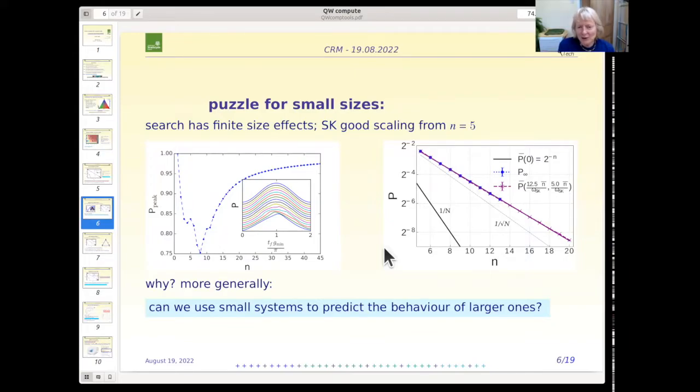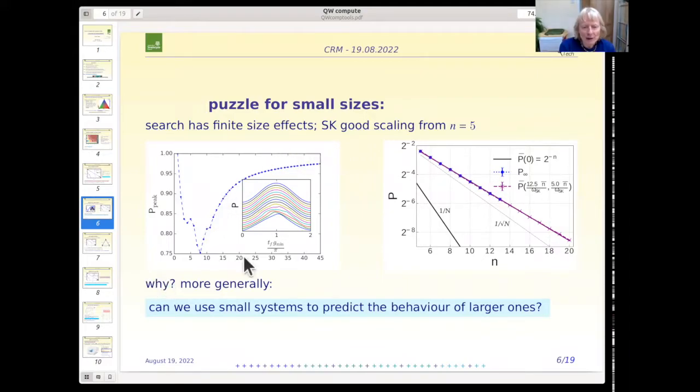So, but for small sizes, there are a couple of puzzles that I didn't go into in much detail. The first of which is search in this setting shows strong finite size effects. And we know asymptotically this probability should be 1. But at a size of 2 to the 45, we are still at maybe 97%. So we're not like 4 9s or 9 9s or something. We're still 3% away from the asymptotic probability. It's a very slow convergence here.